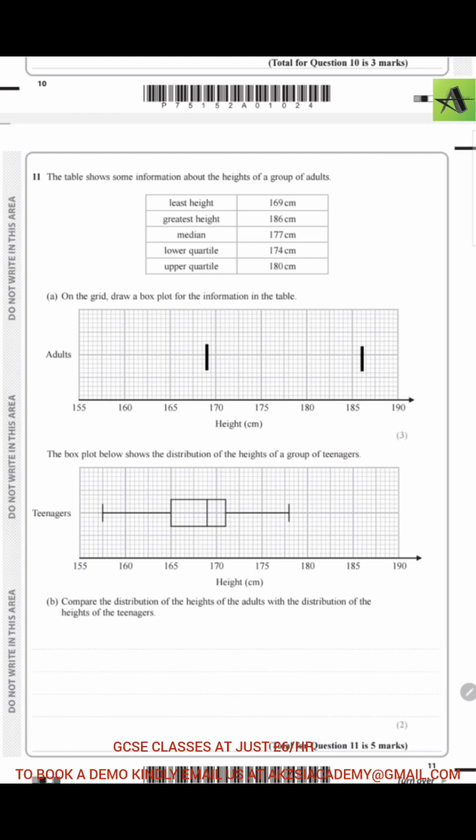Now, we have to represent the upper quartile. Just like I said, this one represents the upper quartile. So we have to represent the upper quartile here, which is 180 centimeters. Lower quartile here, which is 174 centimeters. This one's here. Upper quartile is 180, which is exactly here. Median is 177, so 2 units after this. This one. That's all we need to do.